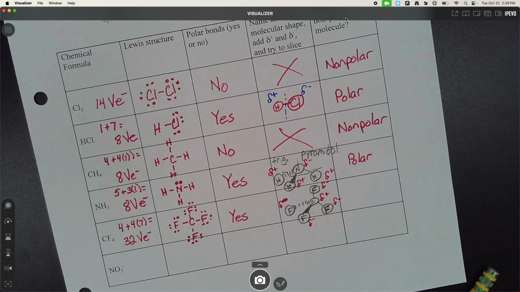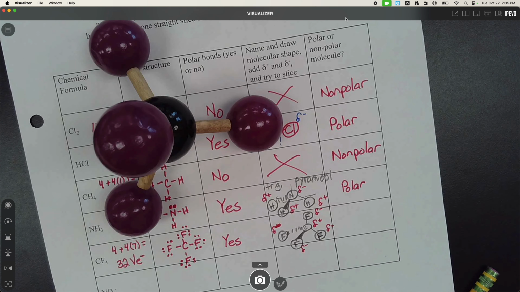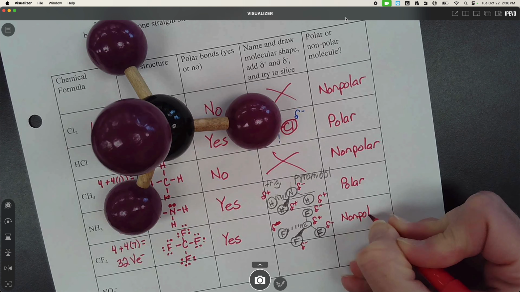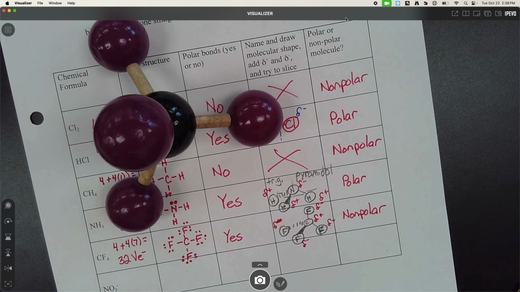And what you'll find out is that even though this molecule has polar bonds, the molecule itself doesn't have a positive or negative end. It's got all the negative around the outside, all the positive trapped in the middle. This is a nonpolar molecule, even though it has polar bonds, because we can't find one end that's positive and one end that's negative. Likewise, we can't come up with one straight slice that would cut all the purples away from the blacks. And so the net result here is this molecule is nonpolar, despite the fact that it has polar bonds.